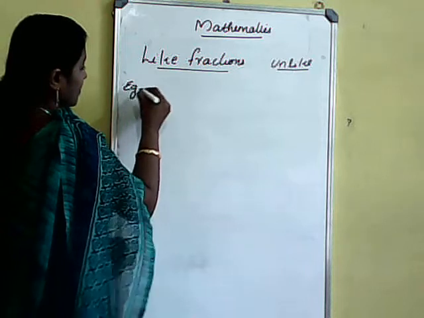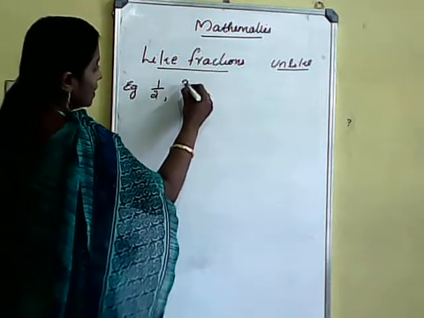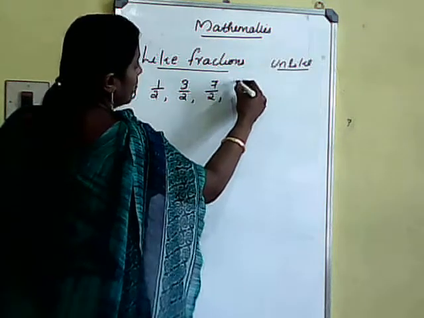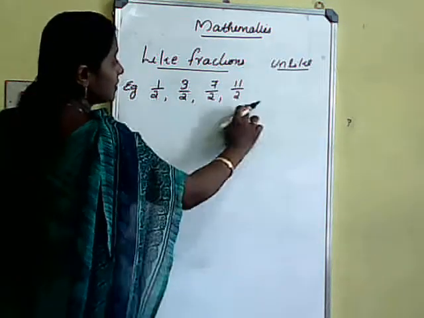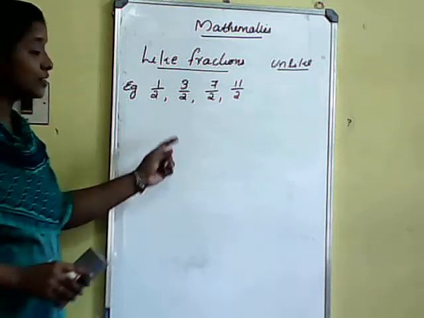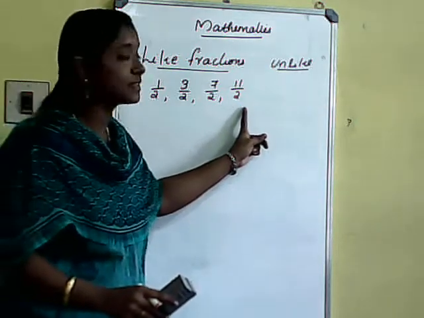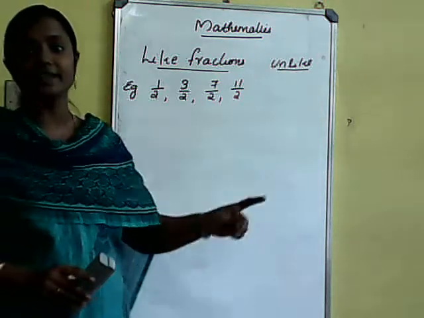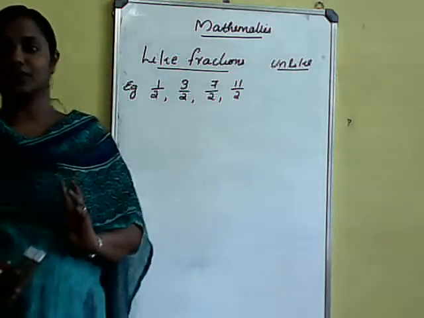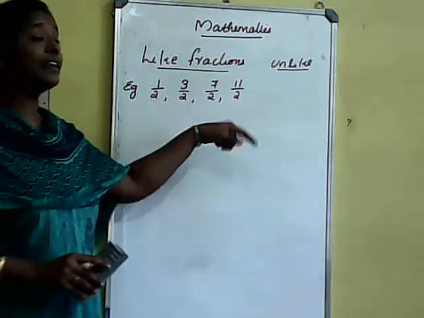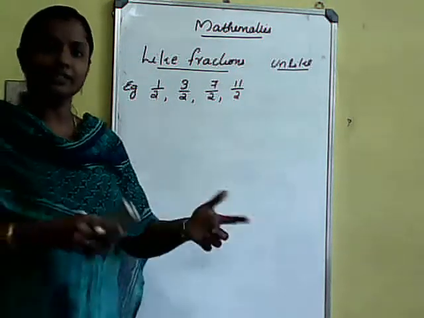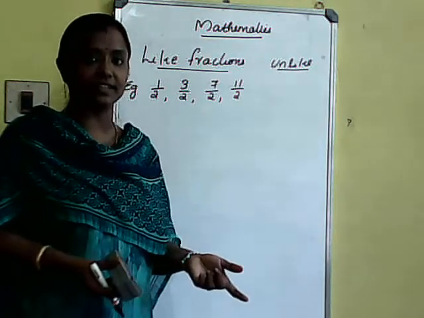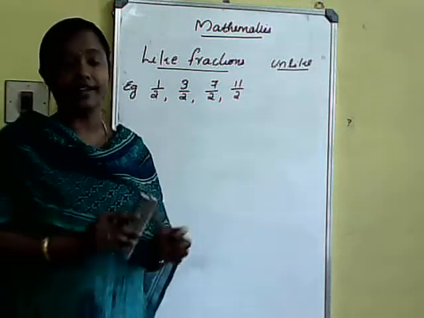For example, 1 by 2, 3 by 2, 7 by 2, 11 by 2, these are like fractions because the denominators are the same. So we can say that this type of fraction is known as like fractions. Unlike fractions means just the opposite of like fractions. The denominators are not the same. We can say the two fractions are unlike fractions.